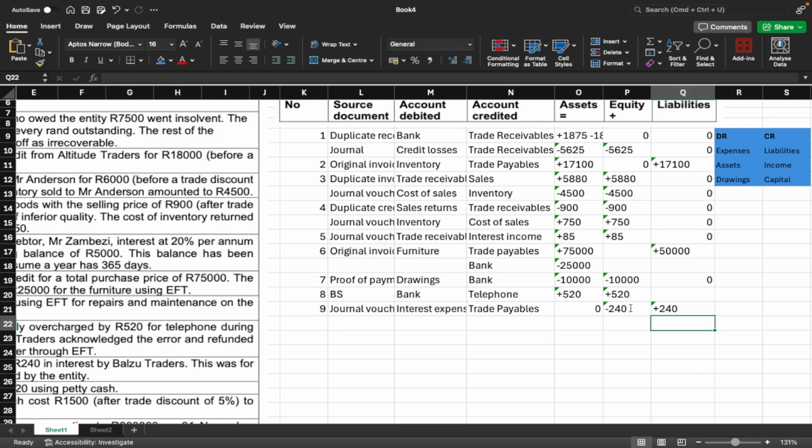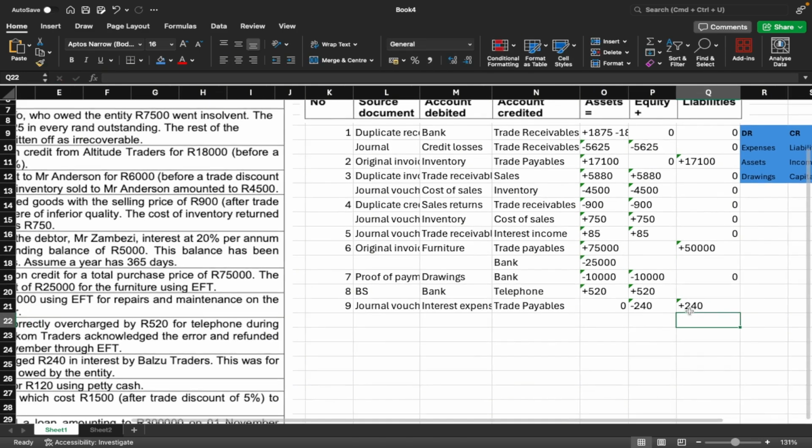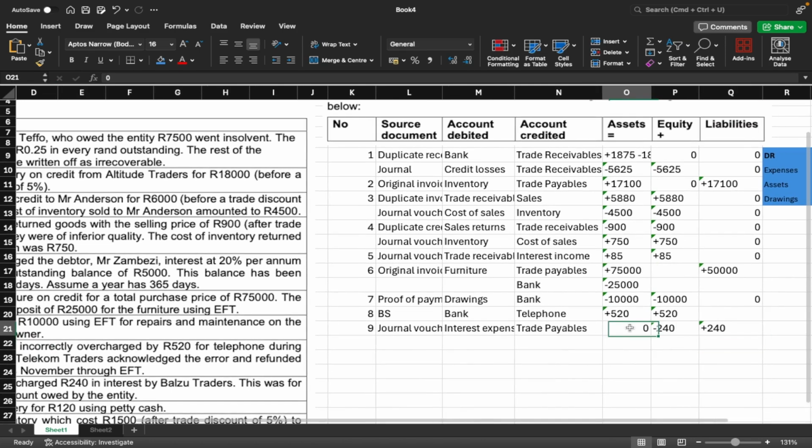Now we are owing more to our suppliers, and you can see our accounting equation still balances, right? Assets, which is 0, equals equity plus liabilities, and you can see under equity is a negative and under liabilities is a positive, so they cancel each other out. And that's always going to be the case, by the way. Just watch out for that.